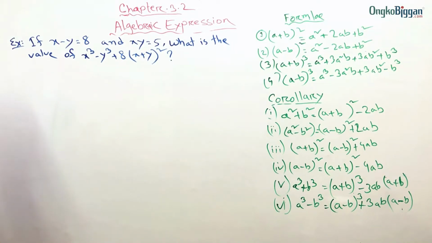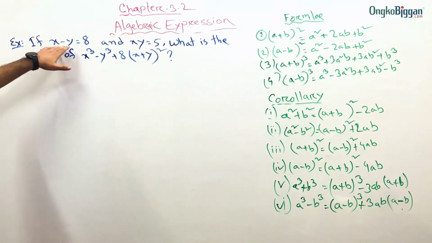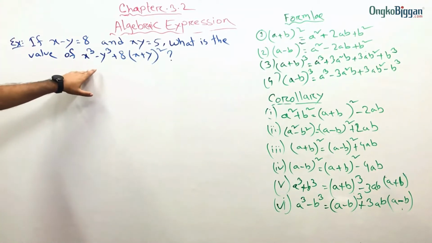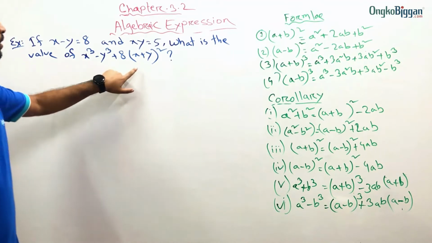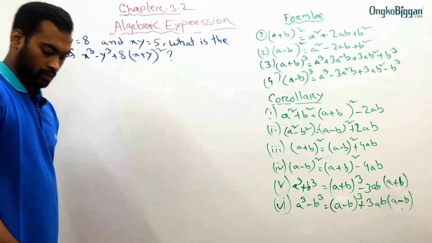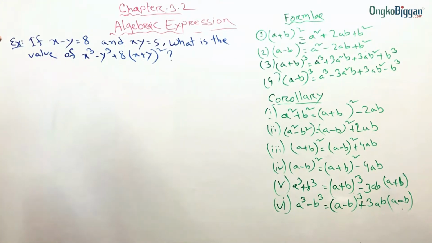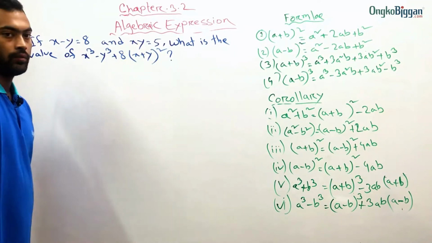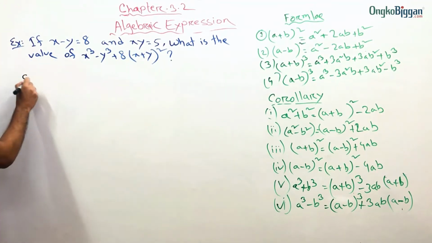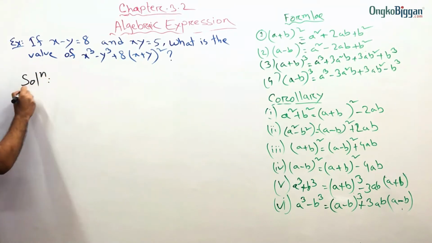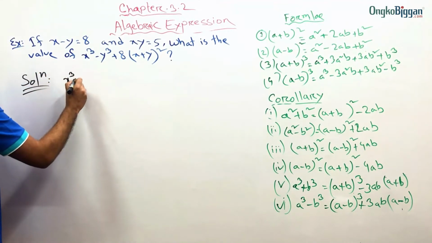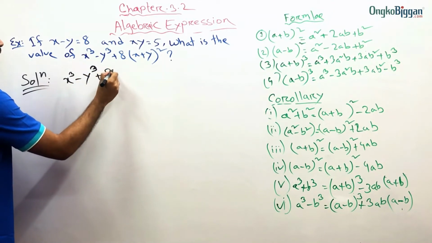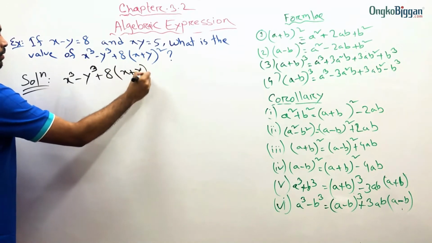Here we are asked to find: if x minus y is equal to 8 and xy is equal to 5, what is the value of x cube minus y cube plus 8 into (x plus y) whole square? So basically we have to use the formulas of cubes and squares, both are in this part of the chapter. So let's start. Okay, so let's see, x cube minus y cube plus 8(x plus y) whole square.